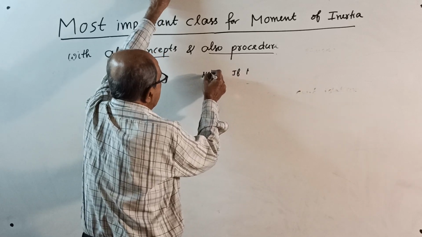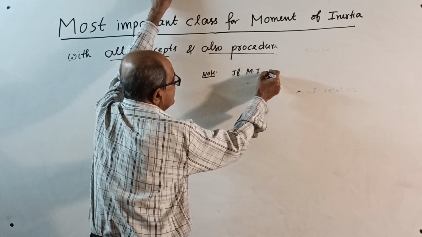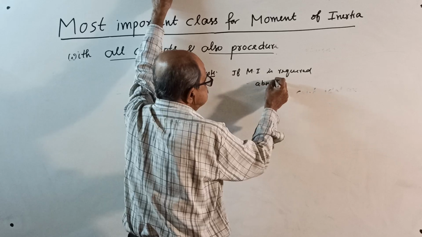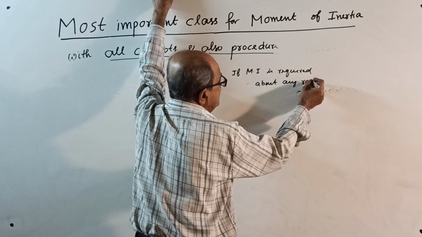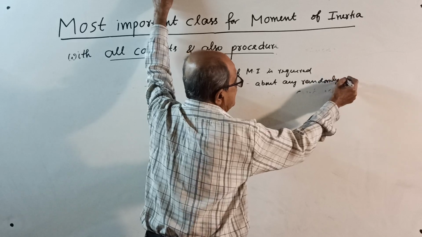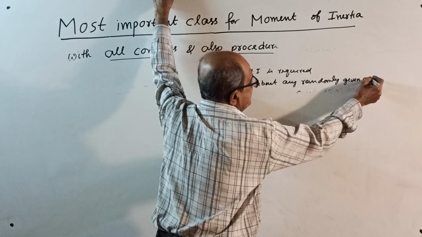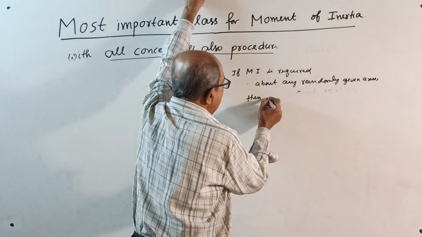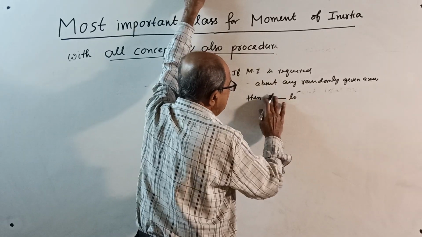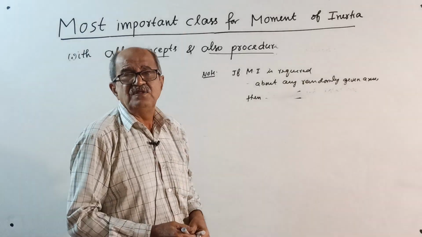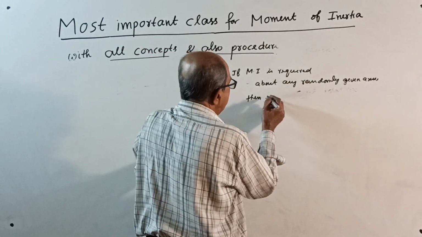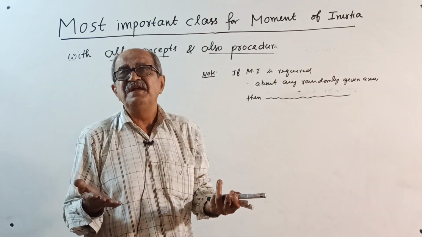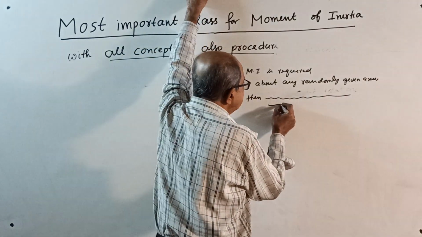Make a note here. If moment of inertia is required about any randomly given axis, then there is no question of locating that axis. You should write here; so many things I will dictate, and those who are serious should write. Given axis, what you would locate is known because it is given in the question.